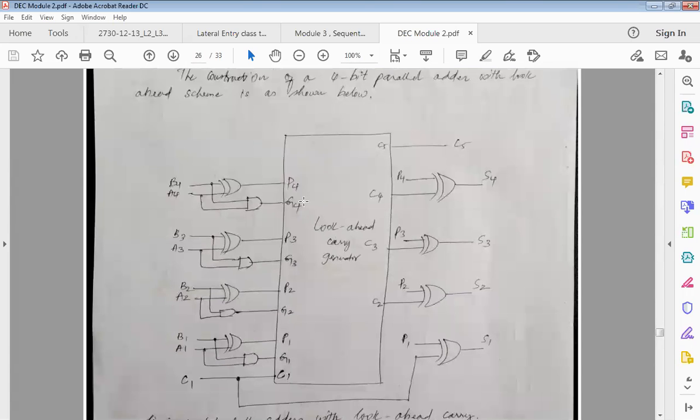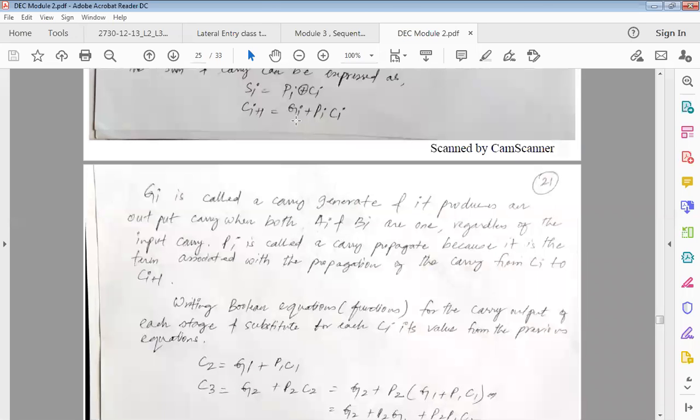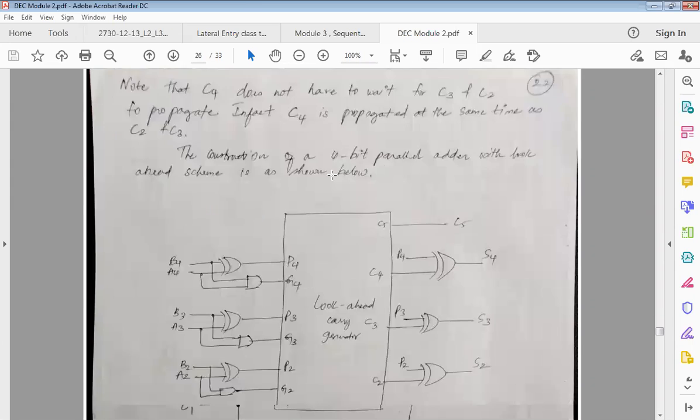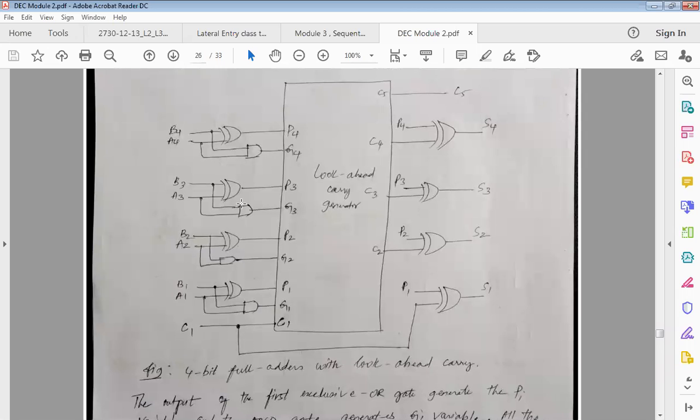So P and G values are given because I need only P and G values, right? You see your general equation. I need only P and G values and the initial C value, right? The initial C value is known to us here with the help of C1. Then I have P and G values. So using these three terms, I can generate C2, C3, C4, C5, right? So once I have this value, P4 is connected to the next stage. So with the help of P4 and C4, I get my sum 4.